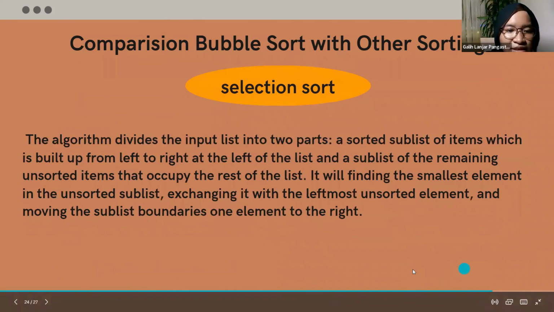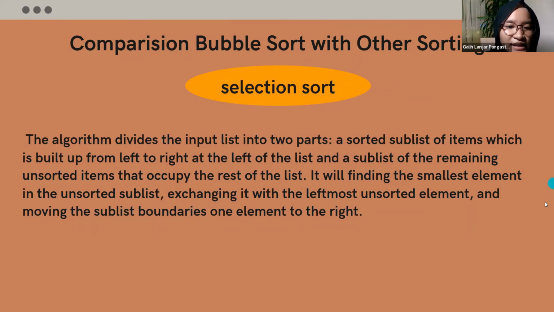And the last is selection sort. The algorithm divides the input list into two parts: a sorted sublist of items, which is built up from left to right at the left of the list, and a sublist of the remaining unsorted items that occupy the rest of the list. It will find the smallest element in the unsorted sublist, exchange it with the leftmost unsorted element, and move the sublist boundaries one element to the right.